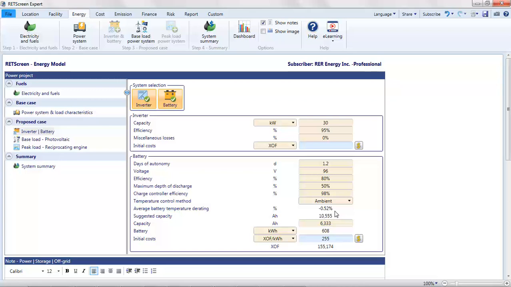The archetype's choice of battery capacity was based on a 240 kilowatt hour per day load. I'll update the capacity to match the suggested capacity of 10,555 amp hours, or about 1 megawatt hour, due to the larger load. I then need to adjust the initial costs.